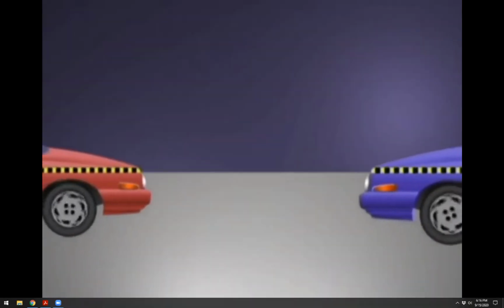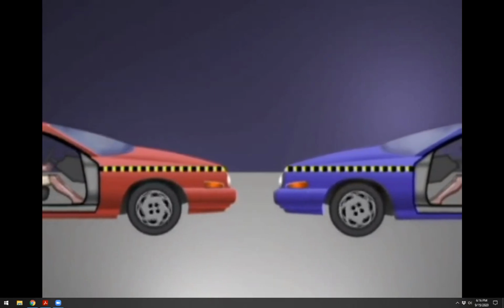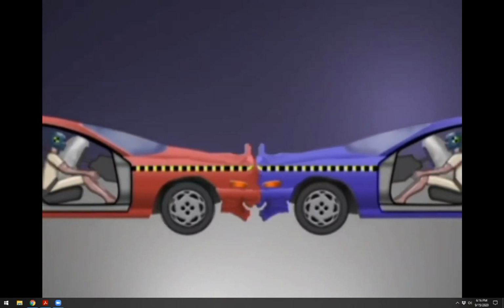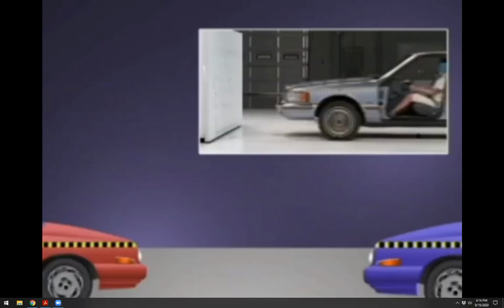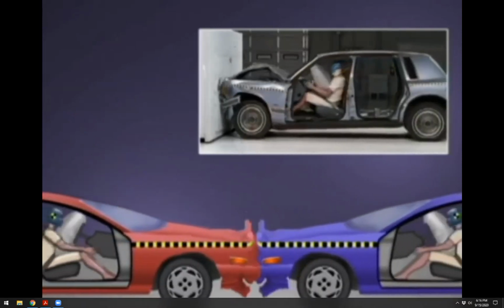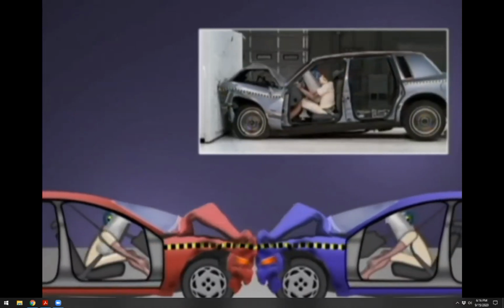Inside the passenger compartment of each car, the occupants would experience the same decelerations from 30 miles per hour to 0. The dynamics of this crash would be the same as a single vehicle crash into a rigid barrier.